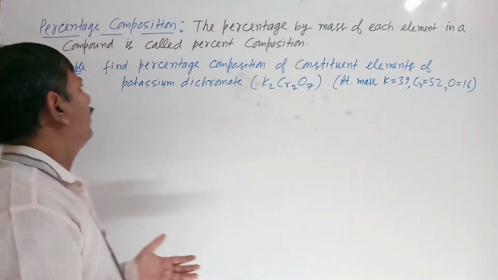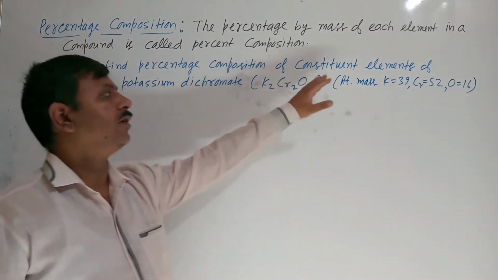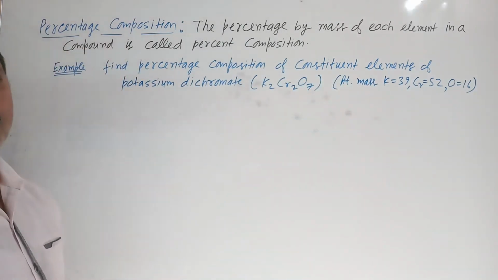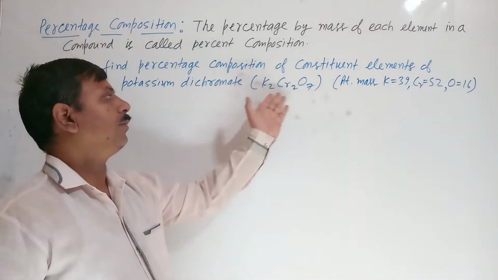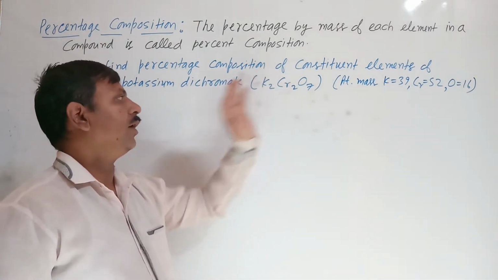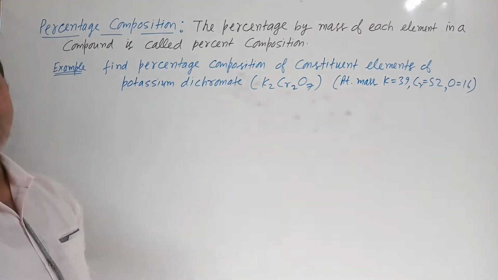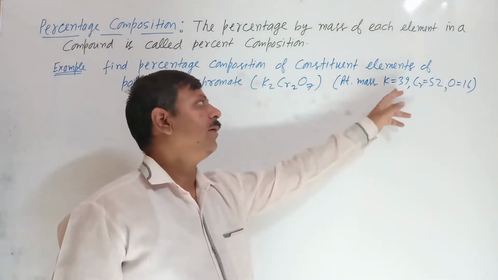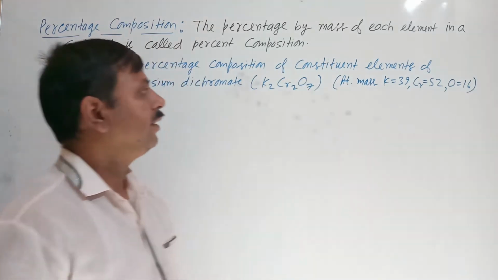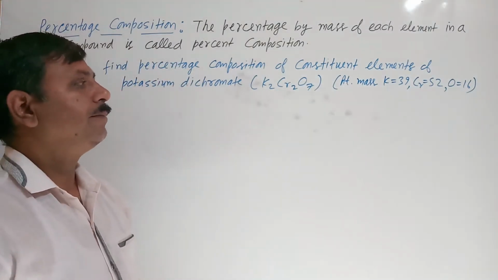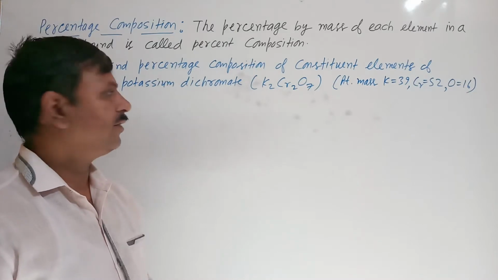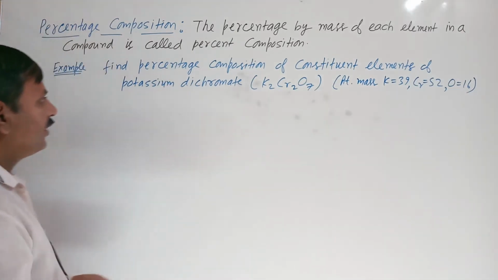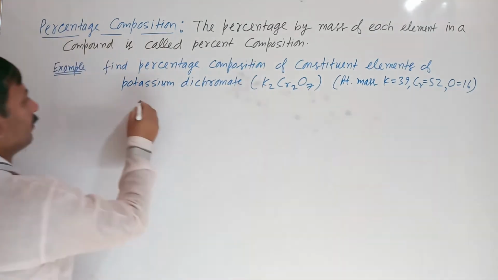कंपोजिशन. एक एग्जांपल, फाइंड परसेंटेज कंपोजिशन ऑफ कॉन्स्टिट्यूएंट एलिमेंट्स ऑफ पोटेशियम डाइक्रोमेट. फार्मूला पोटेशियम डाइक्रोमेट is K2Cr2O7. Atomic mass sometimes they have given, sometimes not given, so you have to remember K is equal to 39, chromium 52, oxygen 16. How we are finding percentage composition? Firstly, find molecular mass.